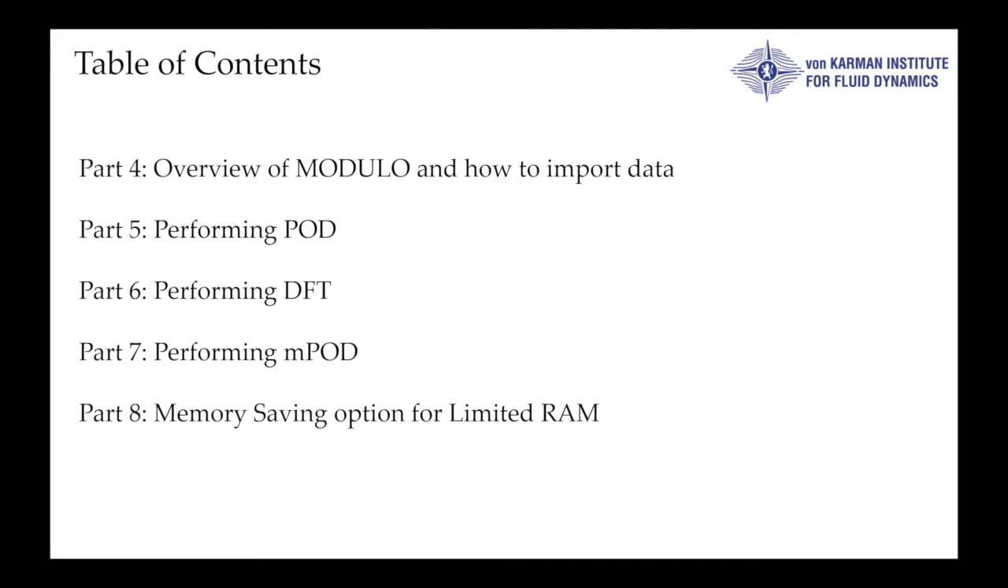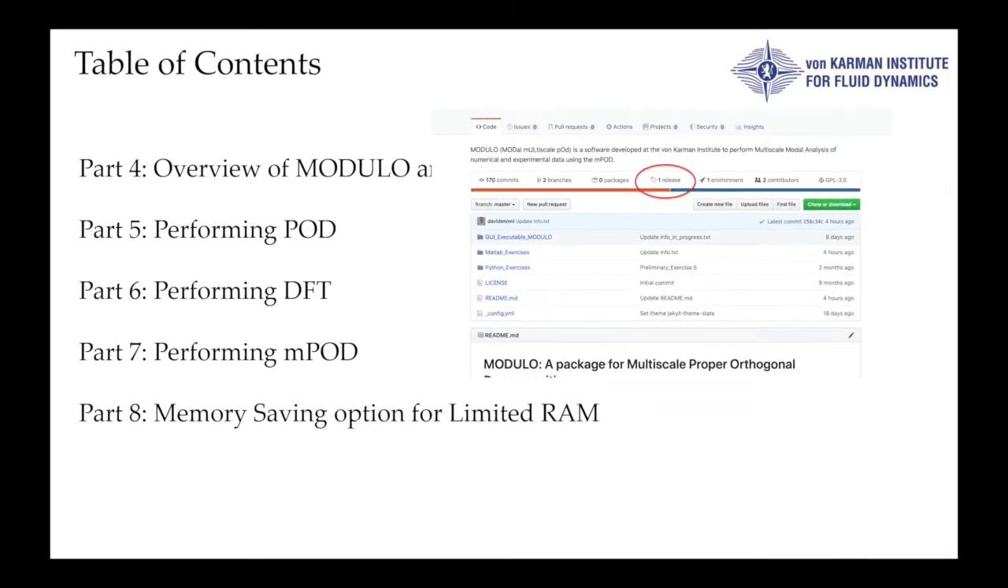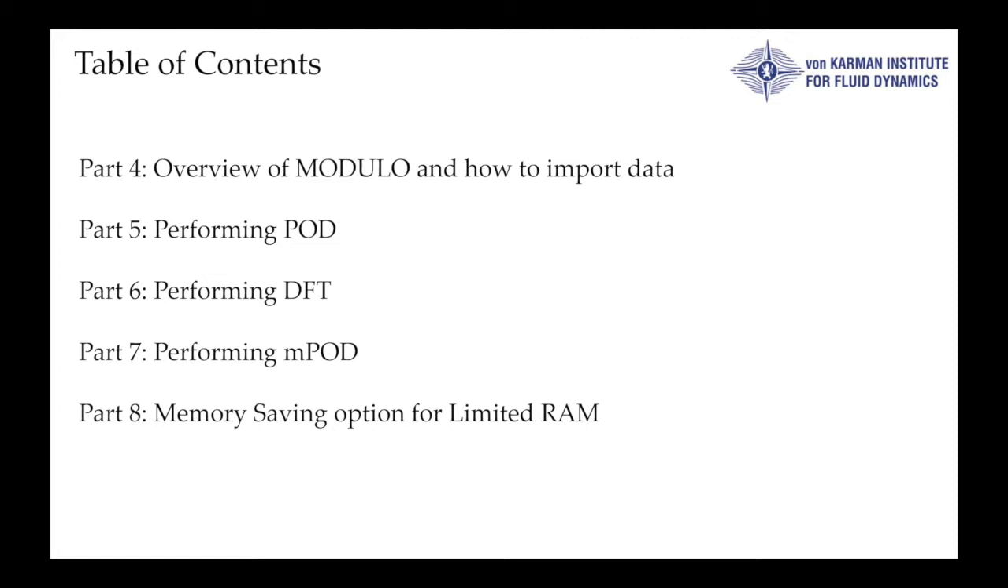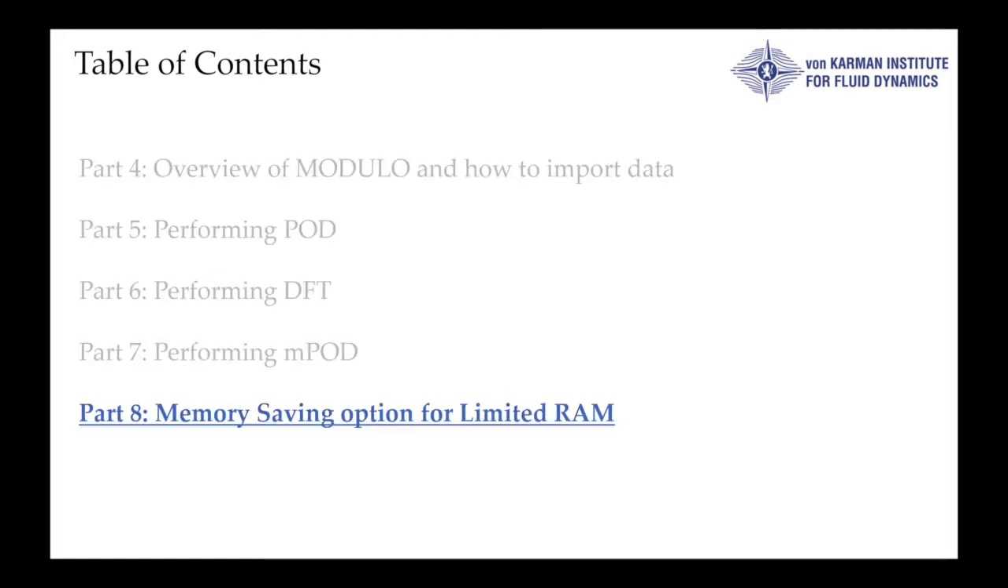If you haven't done it yet, you should download the last release in the section release in our GitHub repository. This is the version 1.1.0 and has the new memory saving feature. In this video we will perform the POD with the memory saving for the exercise 5.